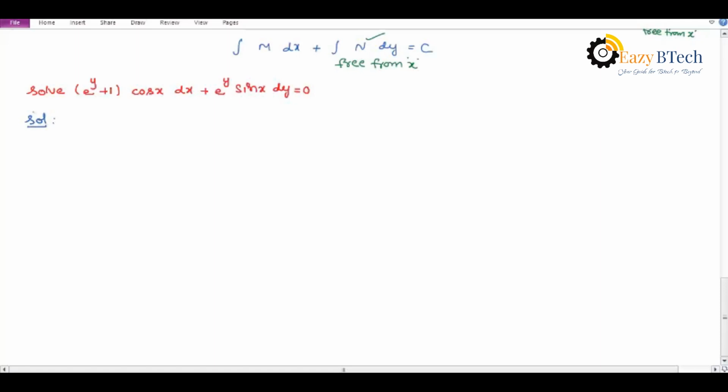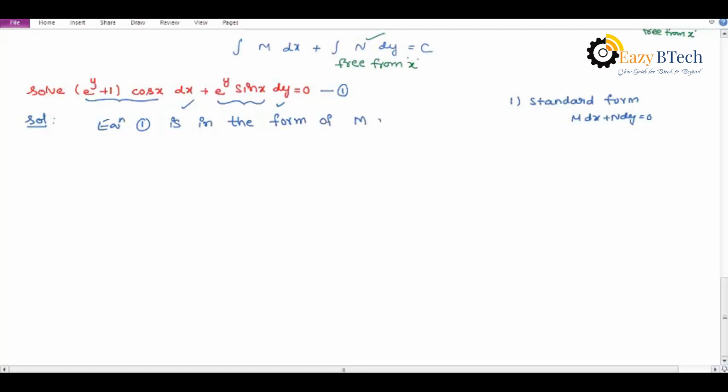So what is the standard form? Standard form is M dx + N dy. What is the solving procedure, students? The first step is the standard form, M dx + N dy = 0. So verify the given equation. It is M dx and it is N dy. Now assume it is equation 1. Then equation 1 is in the form of M dx + N dy = 0.